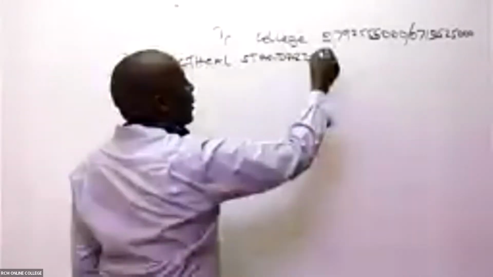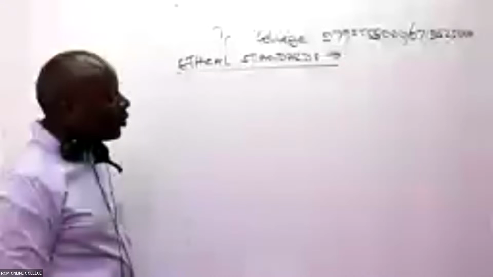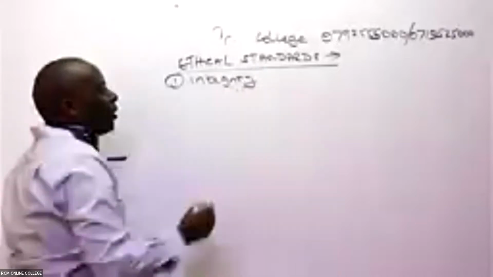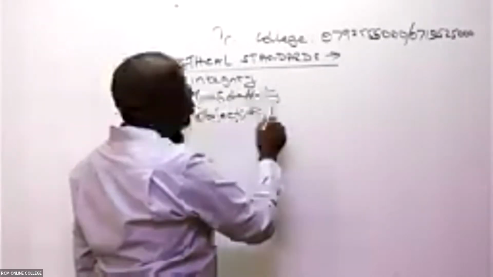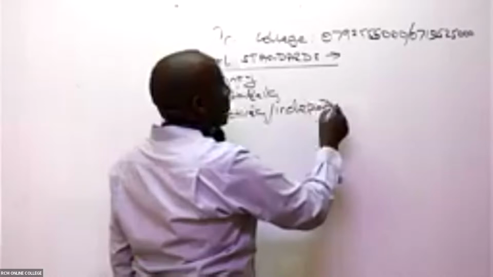These are the same ethical standards that you normally study in audit and assurance. We have a whole standard on integrity. We have another standard on confidentiality. We have another standard on objectivity, what we call independence. Then we have another standard called professional behavior.